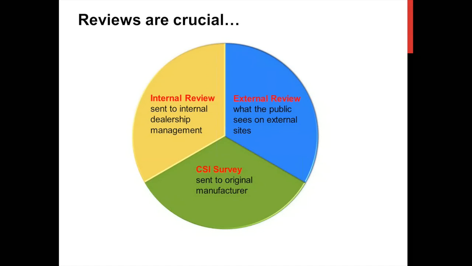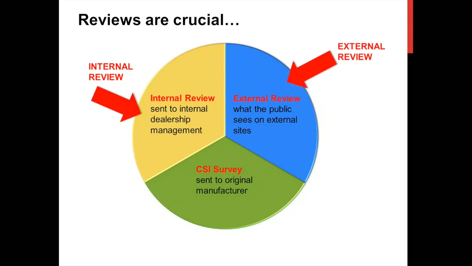So I'll quickly point those out. There are 3 parts to this review process. And as I mentioned, the first one is the internal review, and that feedback is sent immediately to the dealership management, so internal management. And then we have an ability to help your customers share that internal review externally, known as the external review. And that's what the public will see, such as potential customers, other consumers, and interested buyers. And those reviews will be displayed on sites like Google+, Yelp, Cars.com, etc.